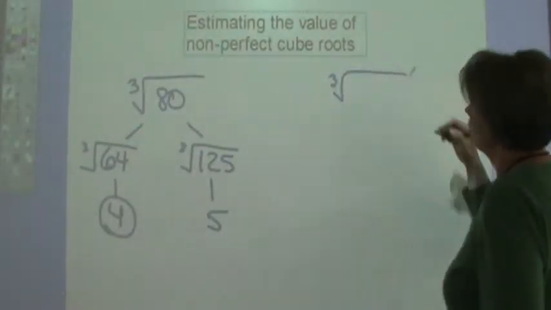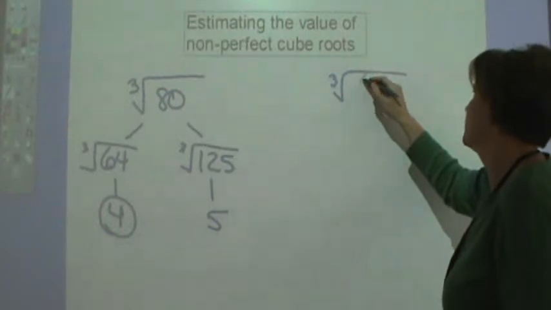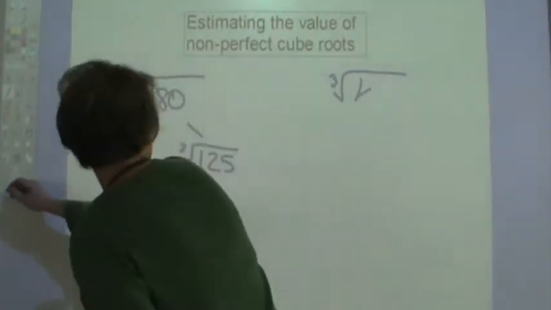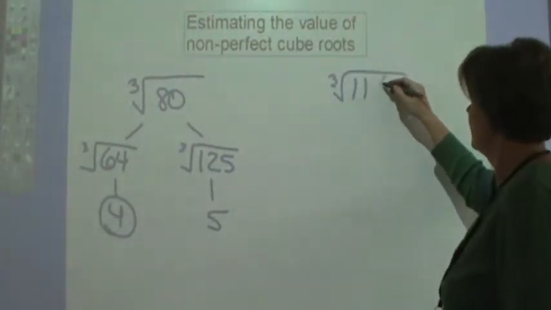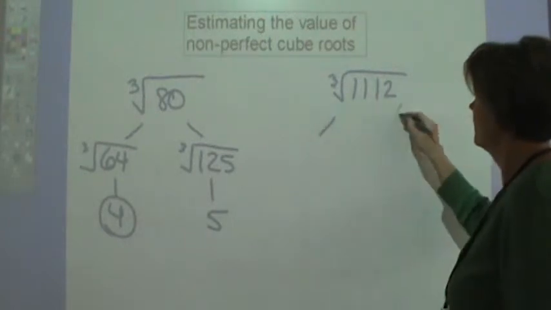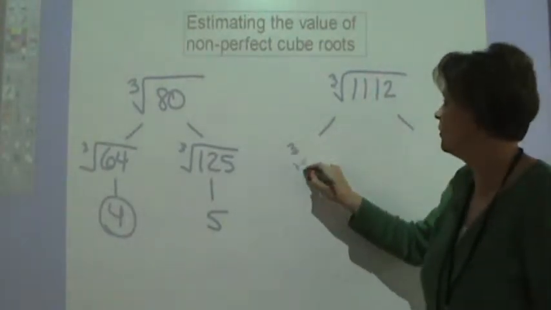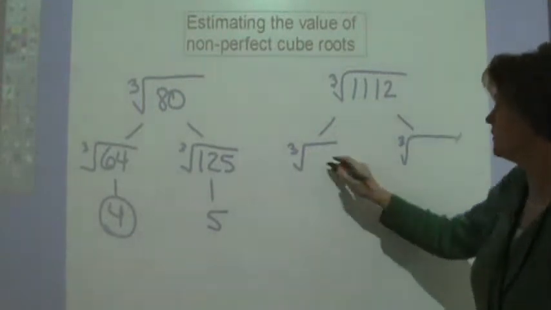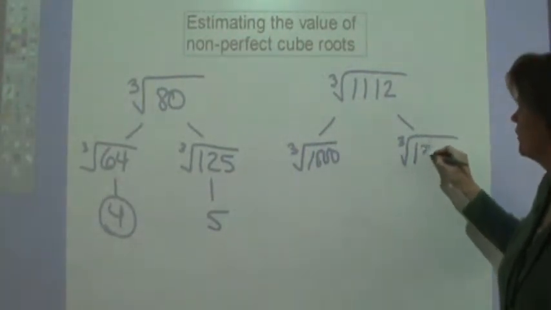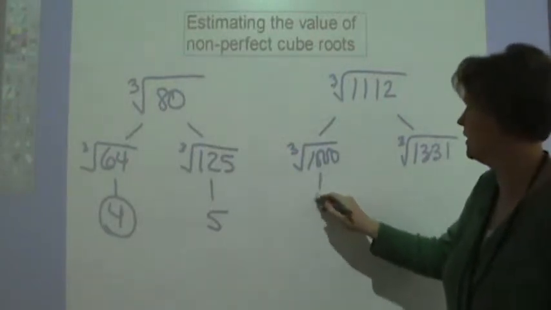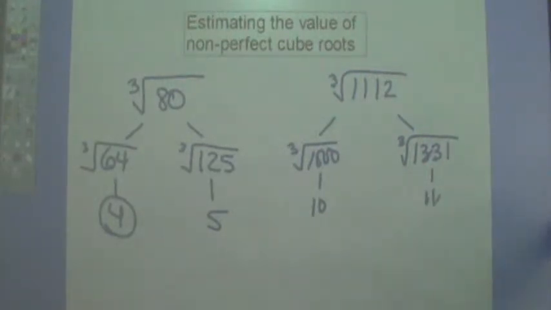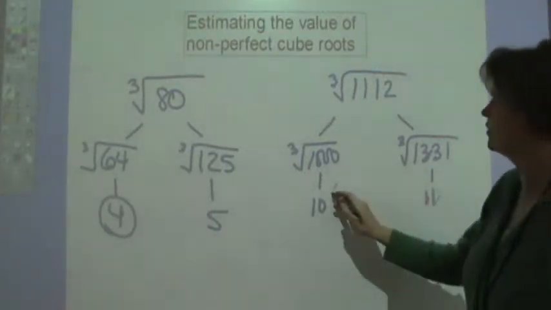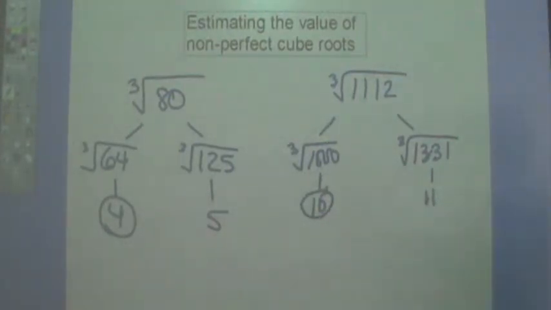Another one, let's say the cube root of 112. Okay? So the cube root is going to be between the cube root of 1,000 and the cube root of 1331. So it's between 10 and 11. Okay? And which one is it going to be closer to? Well, this one's 112. So it's going to be closer to this one. It's actually pretty close to 10 and a half.